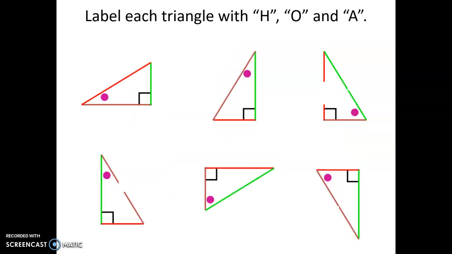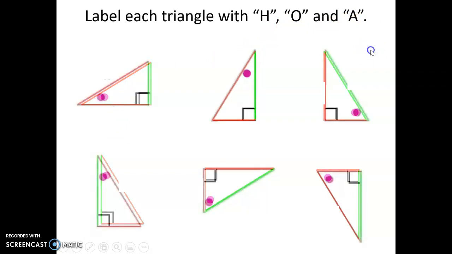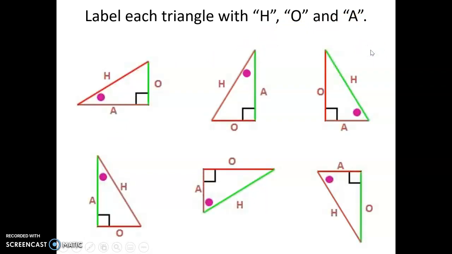In your notebook, let's look at these 6 triangles, and the reference angle is given as the purplish dot, and you want to label all the other sides with H, O, and A appropriately. Try it now. And now check your work on those. I would suggest always beginning with the hypotenuse because it's always easy to recognize where the hypotenuse is. And then using the reference angle, look for the adjacent side and the opposite. Okay, hope that was no problem. Let's move on.